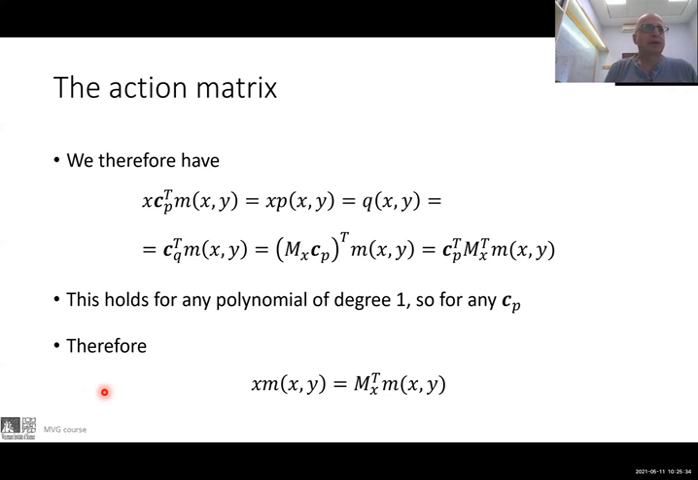Next, we're going to summarize what we've done here and see what happens. The polynomial P is Cp times M, where M is the monomial basis. We multiplied it by x. That gave us the polynomial Q. The polynomial Q, on the other hand, is written as Cq times M. It's also first order.